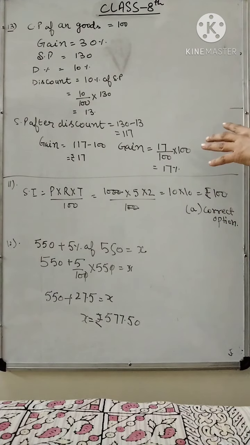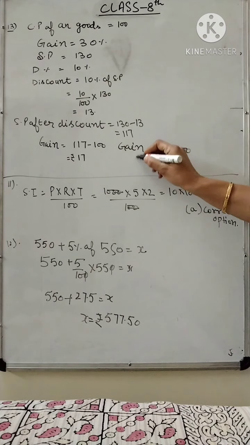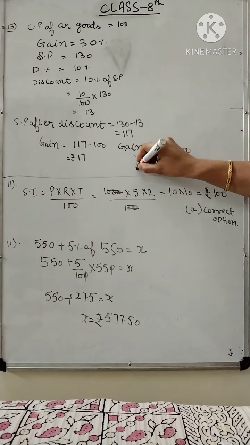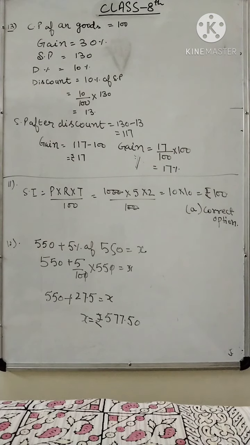Gain percent is equal to gain upon CP into 100. Gain is 17, CP is 100 into 100. 100 and 100 cancel. The shopkeeper is again in a profit after allowing the discount. Clear?